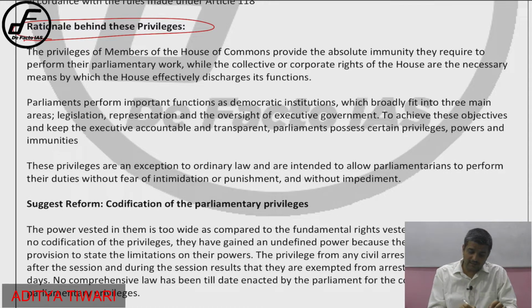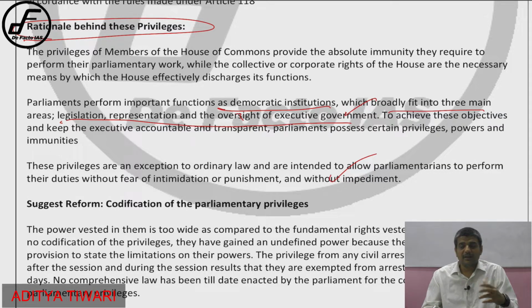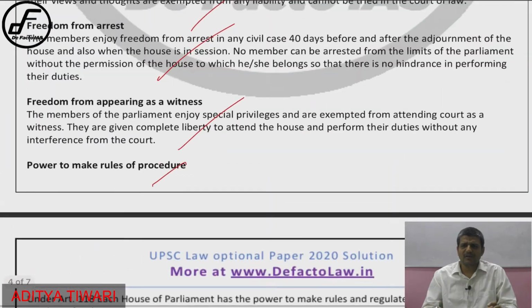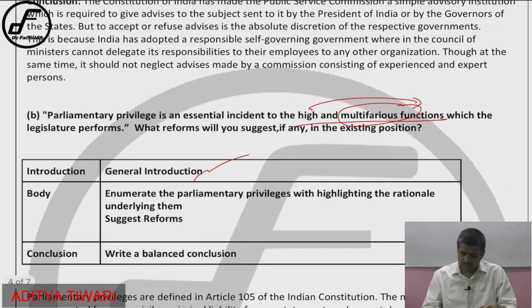Then you write the main point, the rationale behind the privilege, why this privilege has been given. The rationale I have already given you: important function, democratic institution, which broadly fits into three main areas. That can only be done if this privilege is attached to them, so that they will not be harmed if they perform that function. That is the main cause. You can also suggest some reforms, although not asked. In the conclusion you can generally write that certain reforms can be made, or if reform is asked.